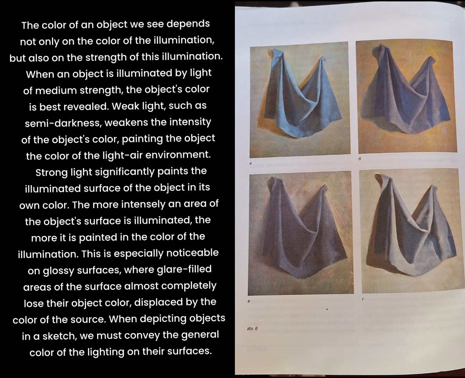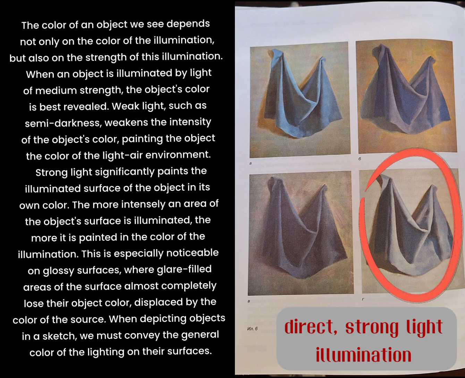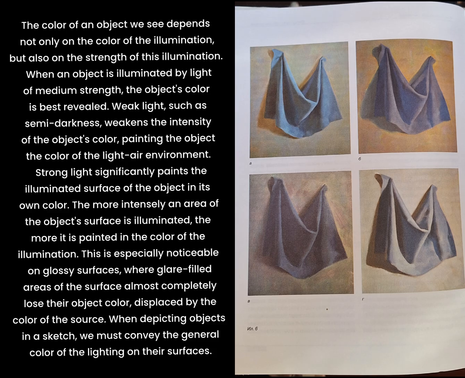air environment. Strong light significantly paints the illuminated surface of the object in its own color. The more intensely an area of the object's surface is illuminated, the more it is painted the color of the illumination. This is especially noticeable on glossy surfaces, where glare-filled areas of the surface almost completely lose their object's color, displaced by the color of the source.